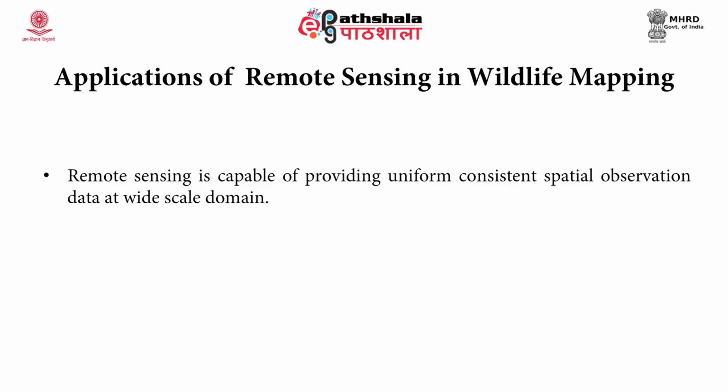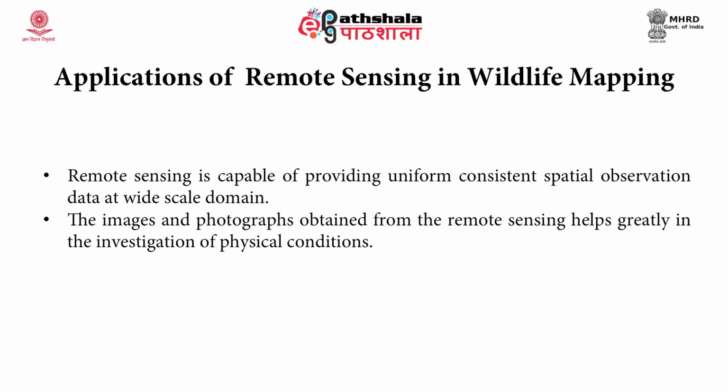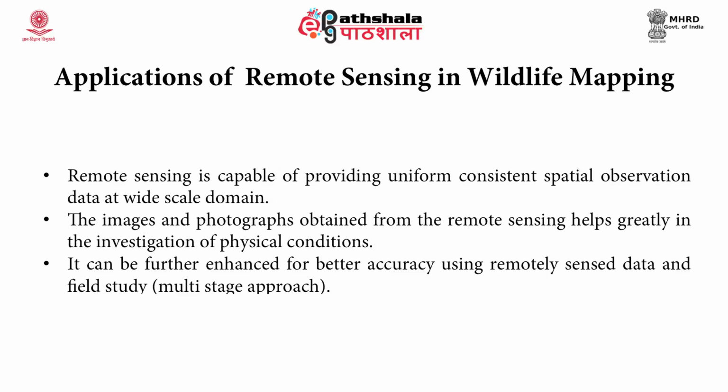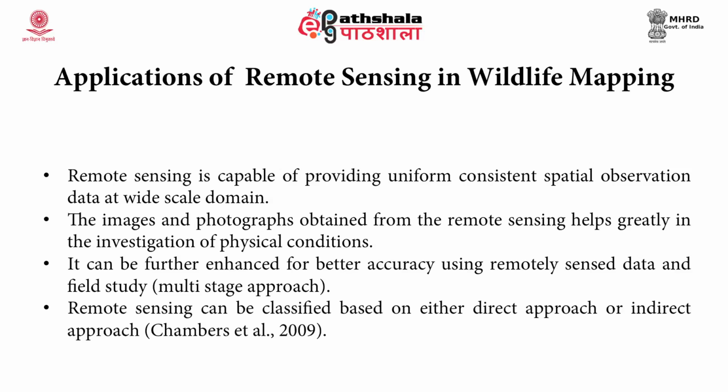As you all know, remote sensing is capable of providing uniform, consistent spatial observation data at a wider scale domain. The images and photographs obtained from remote sensing help greatly in the investigation of physical conditions. It can be further enhanced for better accuracy using remotely sensed data and field study, that is the multi-stage approach that we discussed. Remote sensing can be classified based on either direct approach or indirect approach.